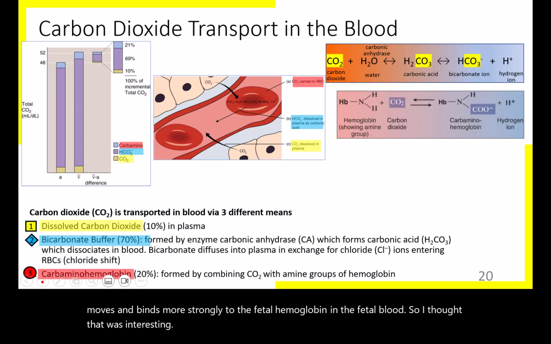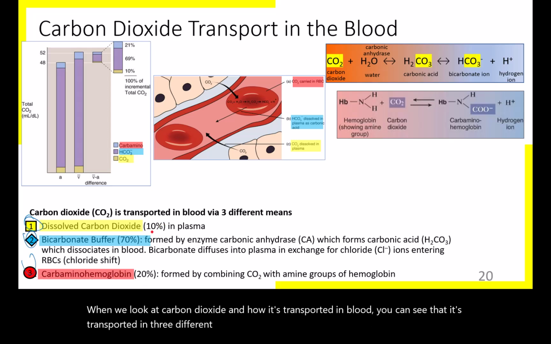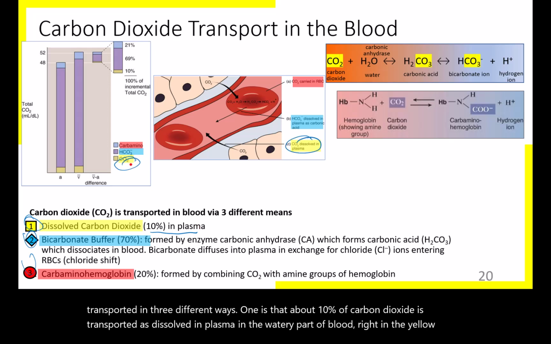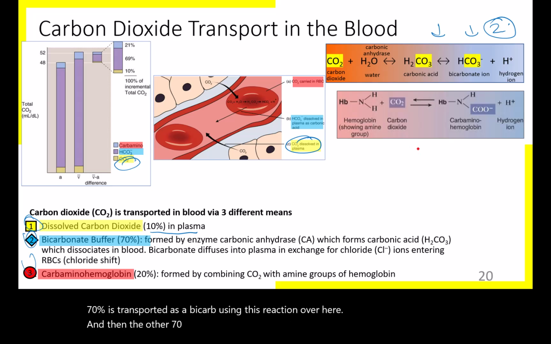When we look at carbon dioxide and how it's transported in blood, you can see that it's transported in 3 different ways. One is that about 10% of carbon dioxide is transported dissolved in plasma, in the watery part of blood, in the yellow here. 70% is transported as bicarb using this reaction over here. And then the other 20% is transported bound to hemoglobin.